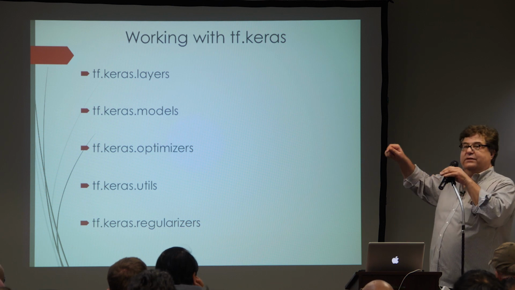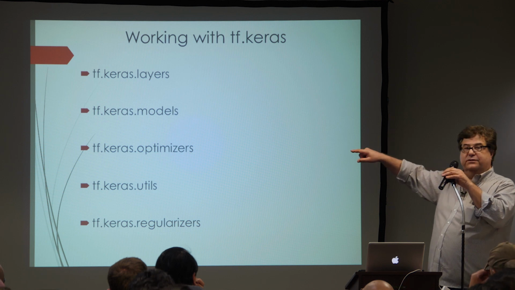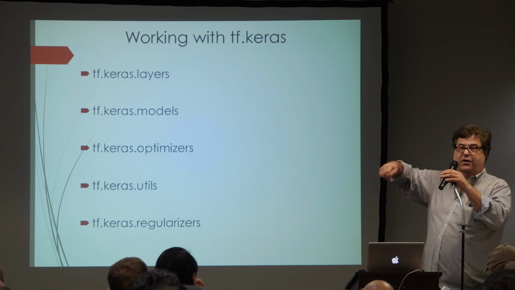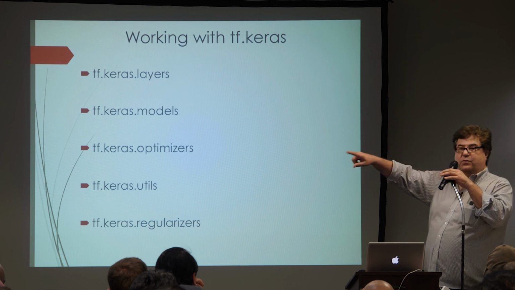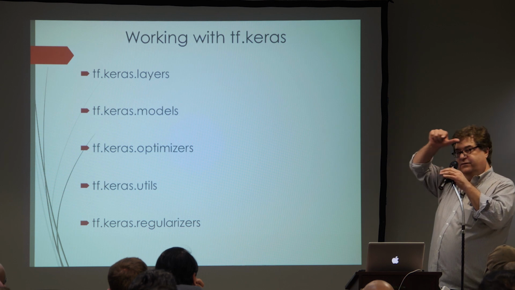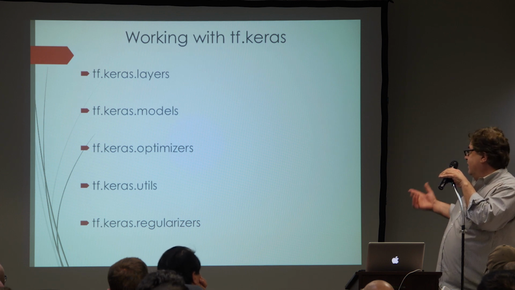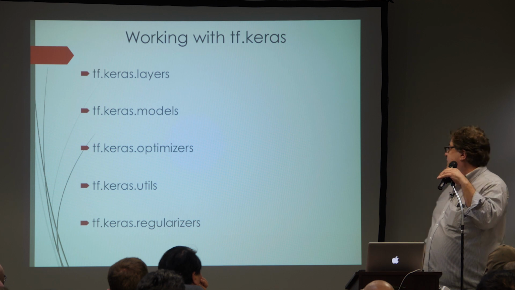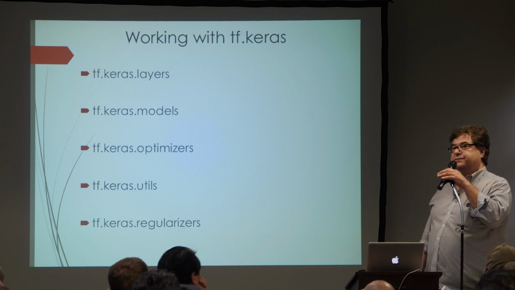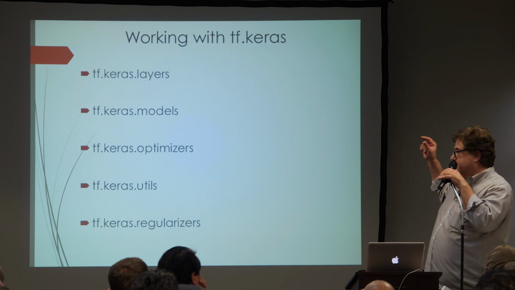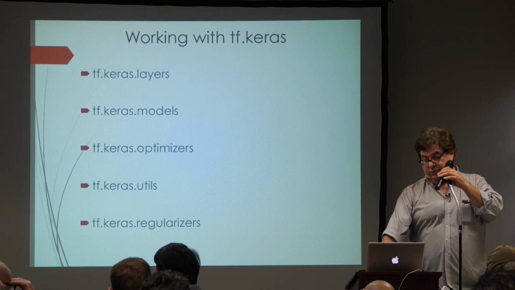The models, well, there's a Sequential model. That's one of them. Optimizers, Adam, RMSprop, all that stuff, they're in there. Utils, there's to_categorical, there's one utility function in there. There's some others, but that's the only one I recognize. And regularizers, more stuff, for L1, L2, lasso and ridge regression, ridge optimization.